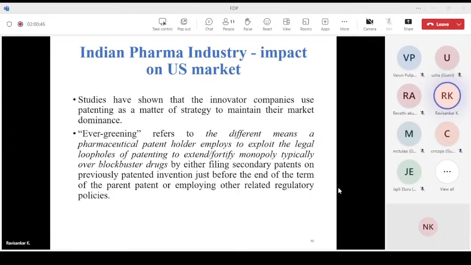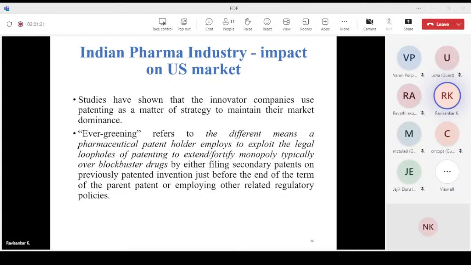Studies have shown that innovator companies use patenting as a matter of strategy to maintain their market dominance. When you say evergreening, it refers to the different means a pharmaceutical patent holder employs to exploit the legal loopholes of patenting to extend or fortify monopoly, typically over blockbuster drugs, either by filing secondary patents on a previously patented invention just before the end of the term of the parent patent, or by employing other related regulatory policies. Only for the appearance of the article and not how it works.